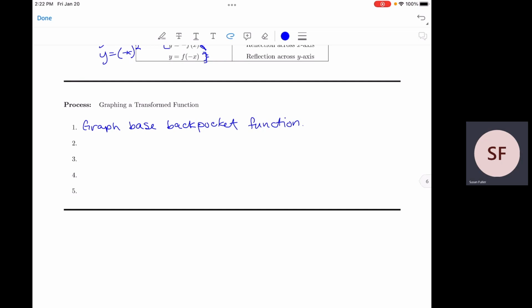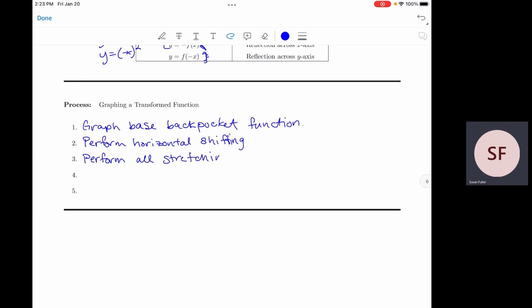Once you have your base back pocket function graphed, the first thing that you want to do is perform any horizontal shifting. So if you slide your whole function, if there's any sliding to the left and right that needs to be performed, you do that first. And then after you slide to the left and the right, the next thing that you want to do is perform all the stretching and shrinking.